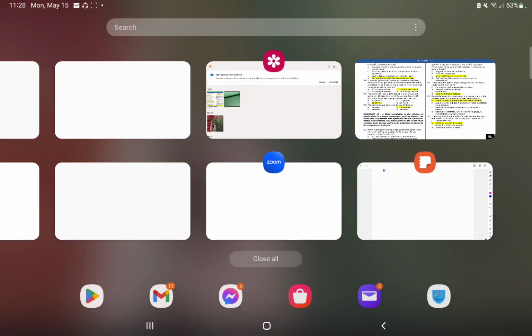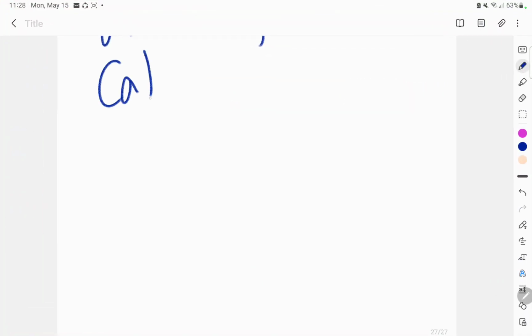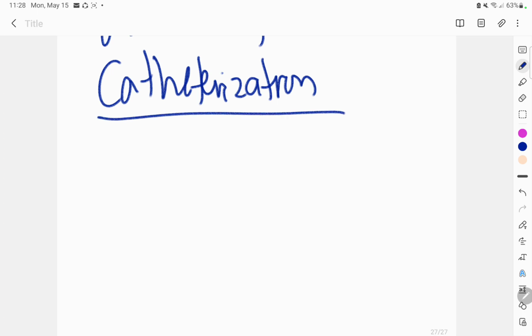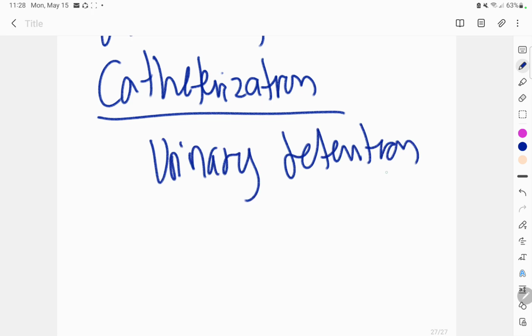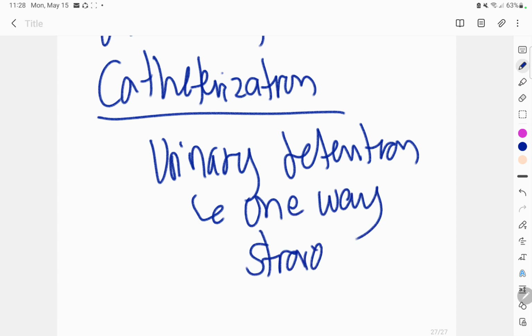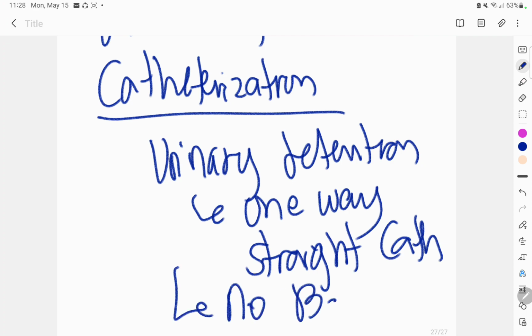Okay, so that is a question. Okay, let's go first, catheterization. When you say catheterization, guys, this is a procedure in order to assist the flow of the urine. So most probably, if I have urinary retention, ang ginagamit na catheterization dito is what you call your one-way. Pag sinabi kong one-way, it is called your straight catheter. Pag sinabi kong straight catheter, there is no balloon on this one.